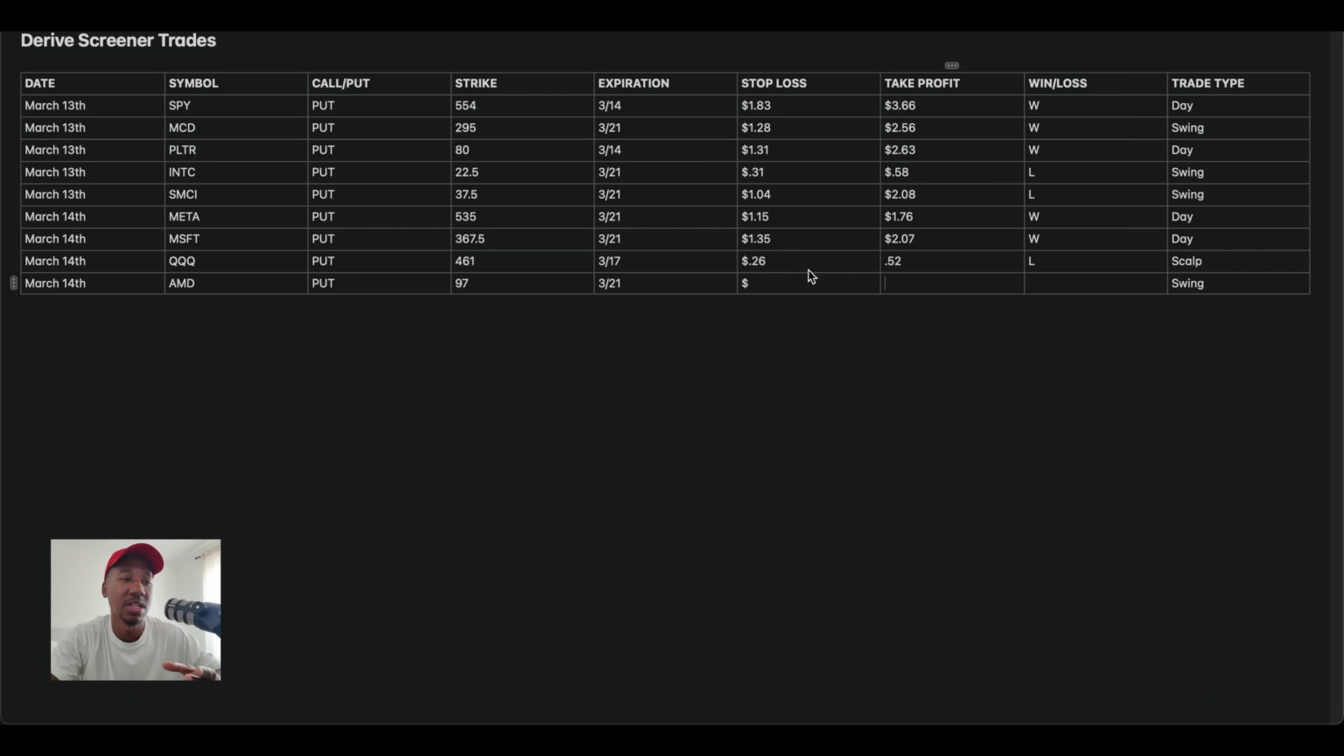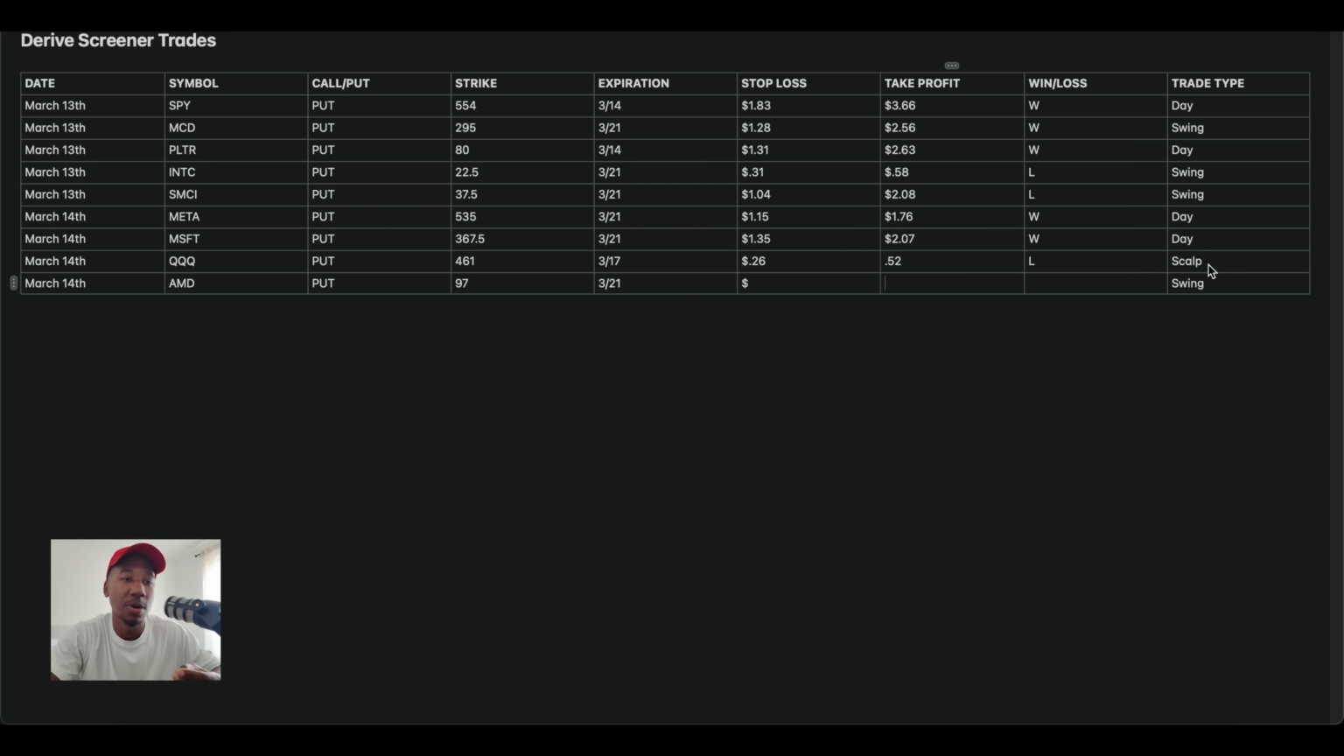Stop loss was 26, take profit was 52. And we took an L on that. It hit 26. Took some time to hit 26, but yeah, that one didn't play out. And I think that one had a lower probability as well.